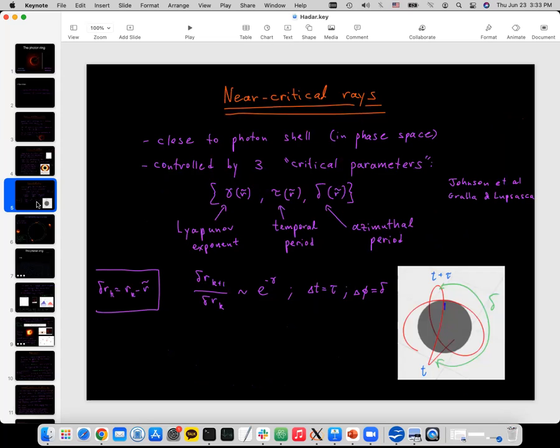The other two critical parameters that we have are tau and delta, which are the temporal period and azimuthal period of the critical geodesics as they orbit the black hole. Because of effects of frame dragging, for example, every half orbit that we do in the polar direction corresponds to a different amount of azimuthal angle which we traverse in the azimuthal direction. So there's a very rich structure there for a rotating black hole. It's much richer than in Schwarzschild.